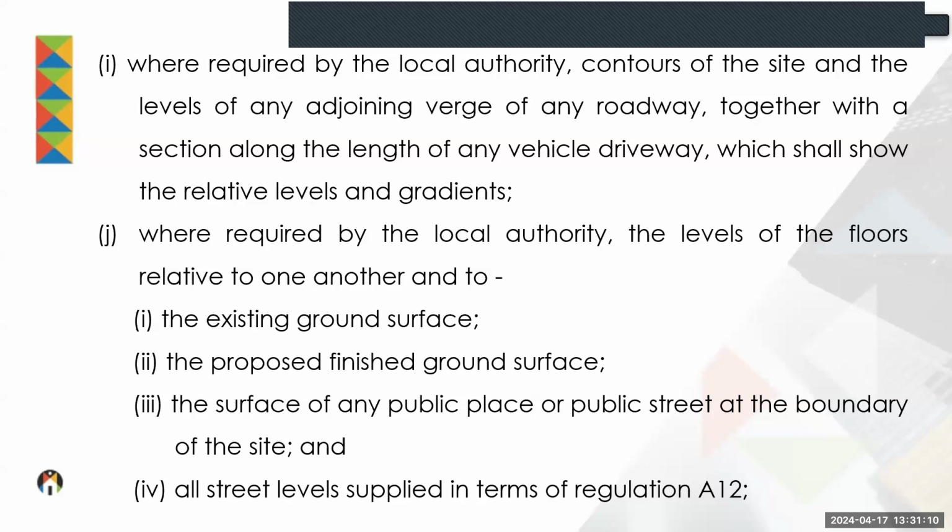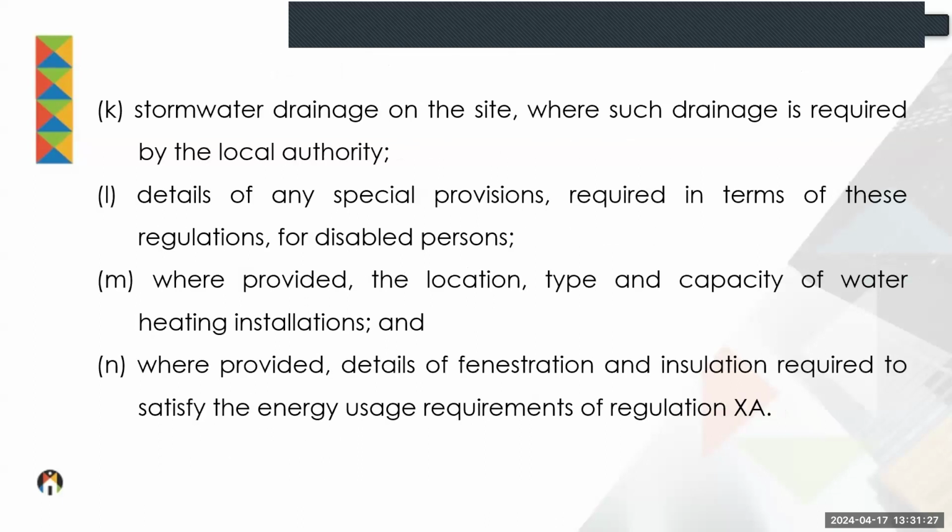Also required by the local authority are the levels of the floors relative to one another and to the existing ground structure, the proposed finished ground surface, and the surface of any public place or public street at the boundary of the site, and all street levels as per Regulation B12. Stormwater drainage on the site where the drainage is required by the local authority.